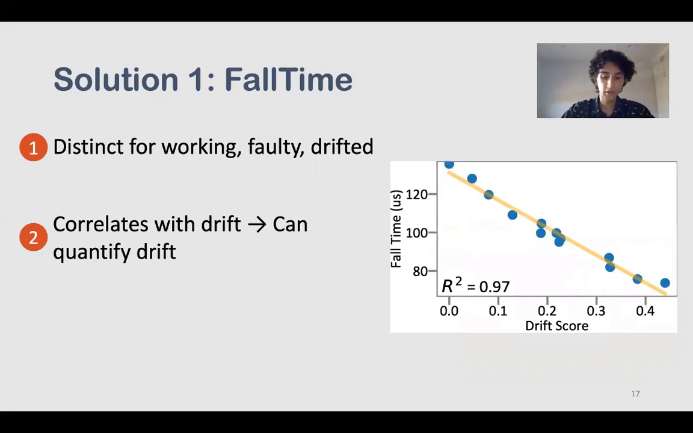Second, fall time correlates very well with drift. So the x-axis gives the drift score, which is again a way of just quantifying the phototransistor sensitivity to light, and the y-axis is the fall time. And as you can see, there's a great linear relationship between the two. The purpose of this is to quantify the amount of drift. So if we can model this linear relationship beforehand, then we can simply measure the fall time of a phototransistor and see where it falls on this line, essentially, in order to determine how much drift is in the phototransistor.